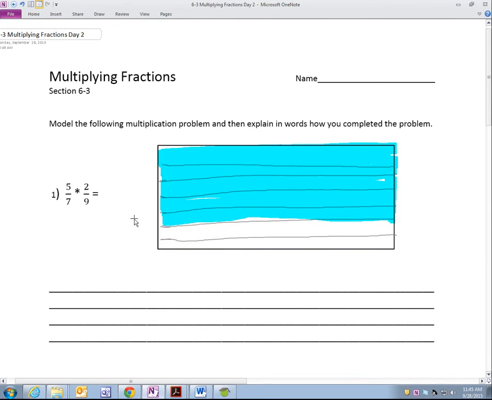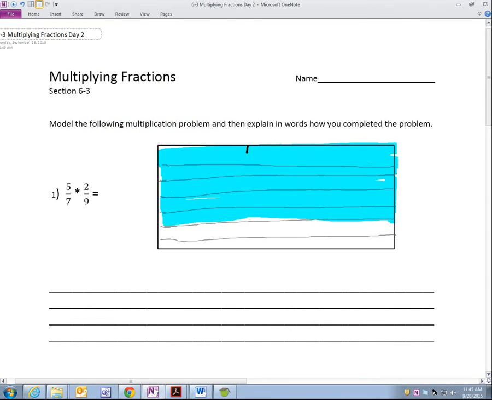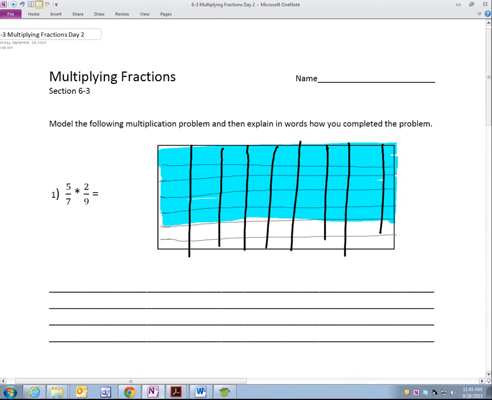We're still imagining, so we have to break this up into 9ths. The way I do that is I put it into 3s, and break those up into 3s. So I broke those up into 3s. And how many of those 9ths do I need to shade in? There's 2 of them.